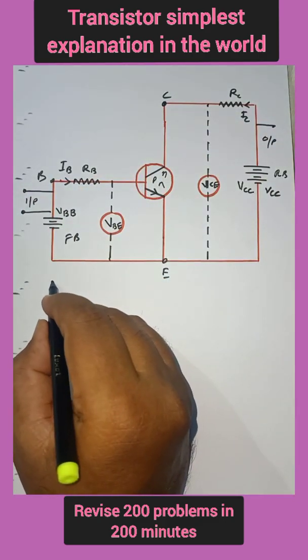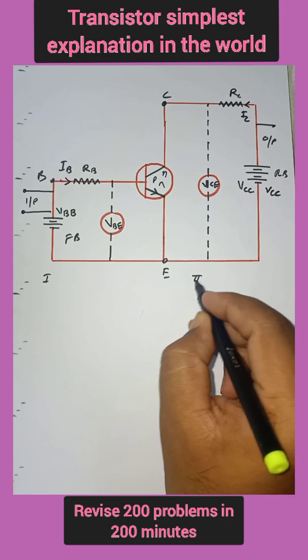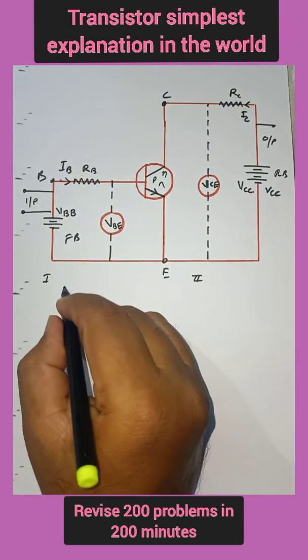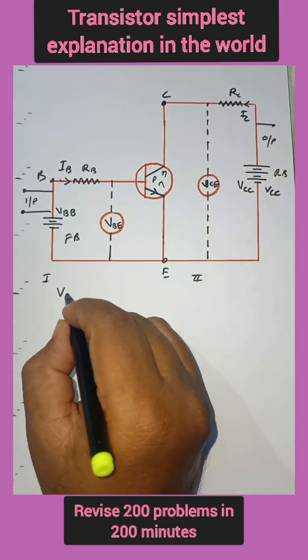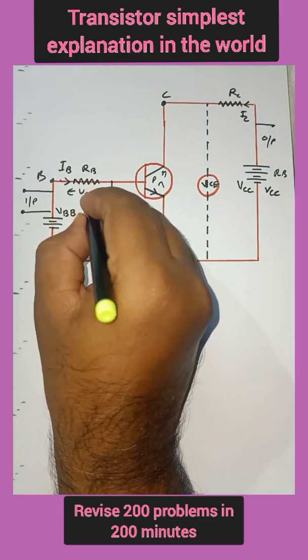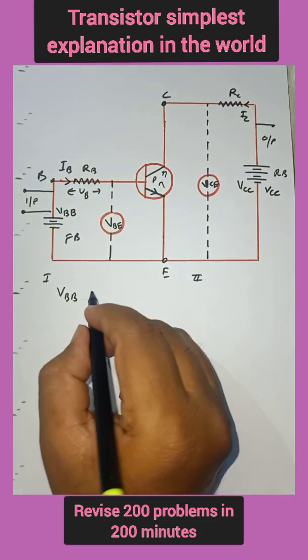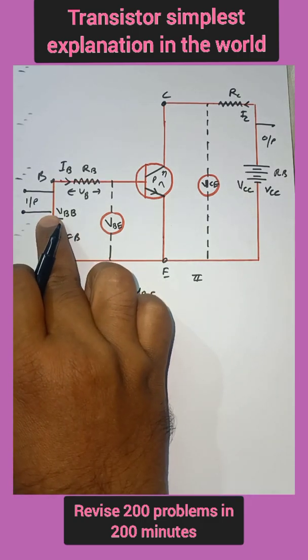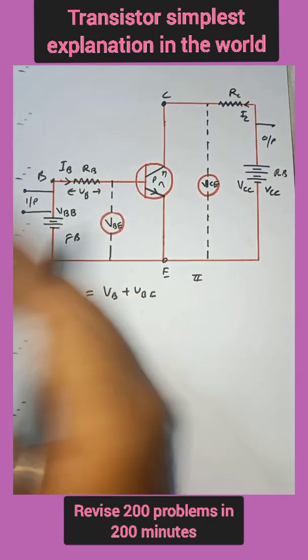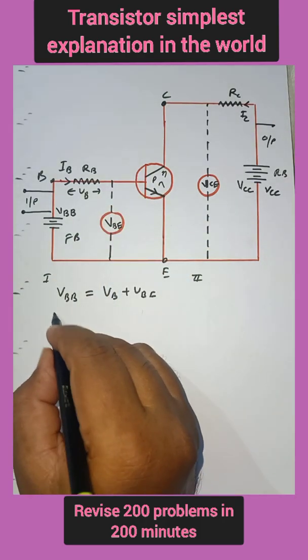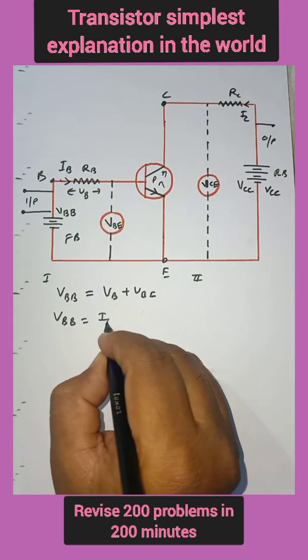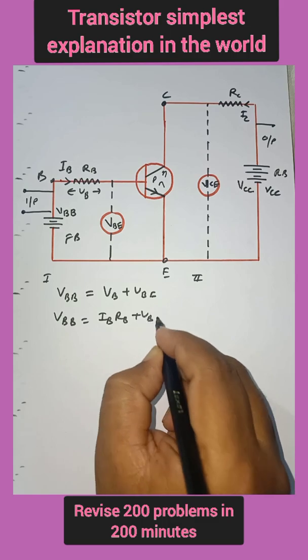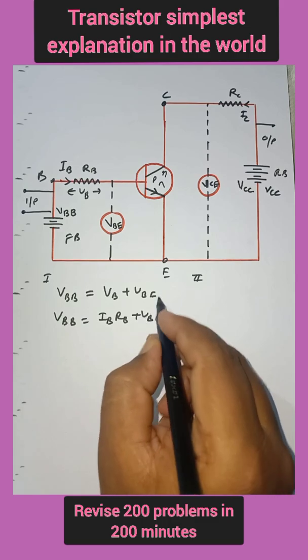How are you going to write the equations now? First and second. First is near the input. Near the input, we write the voltage VBB is equal to the voltage across the base resistor plus the voltage across the base-emitter junction. Whatever VBB you are taking is acting like the input voltage as well as the voltage which is forward biasing the transistor. So we write VBB is equal to IB RB plus VBE.